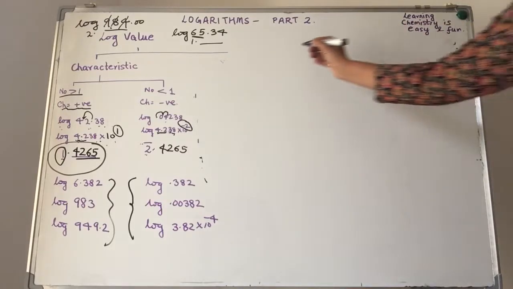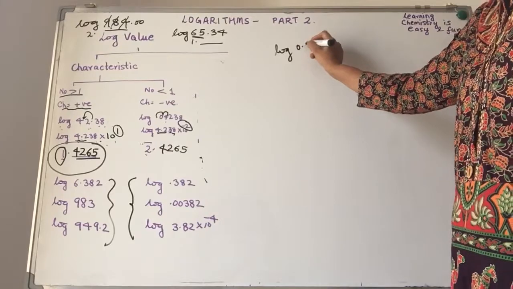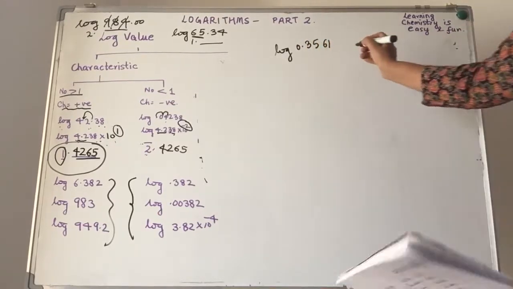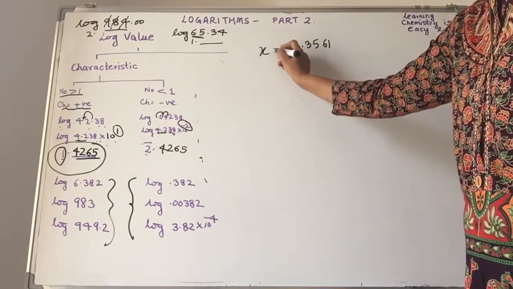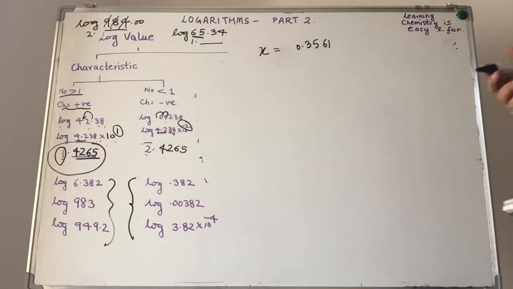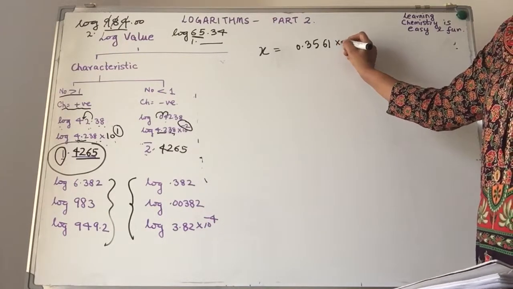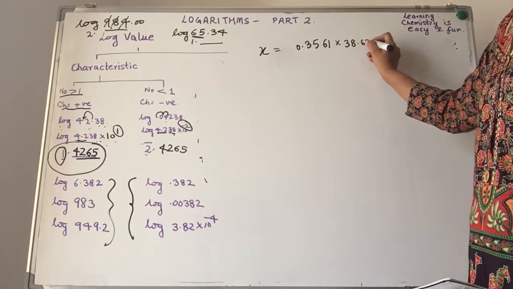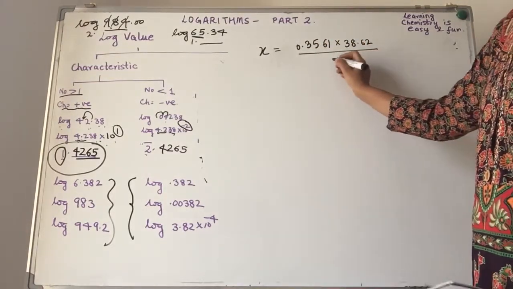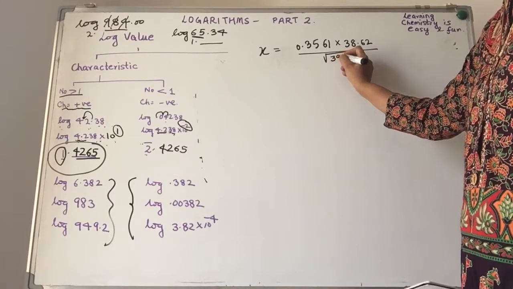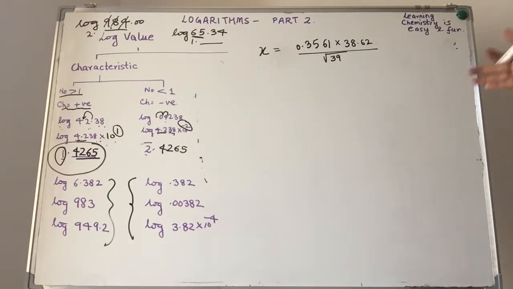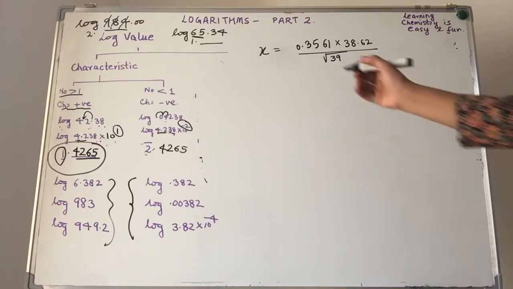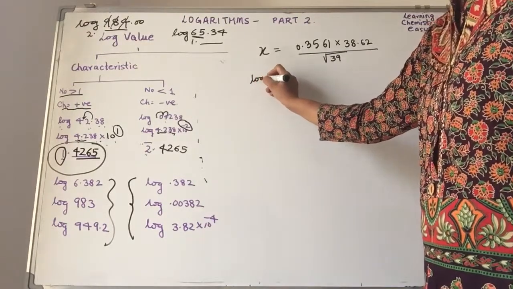So I've taken over here log of, sorry, not log of. I have an expression here to solve. X is equal to 0.3561 into 38.62 divided by root of 39. Now I have to solve this. These are the type of calculations that you will see in your physics, chemistry, etc. So first things first, let's take log on both sides.